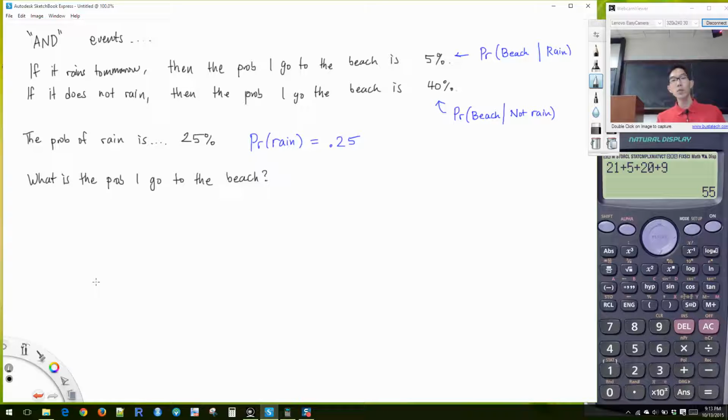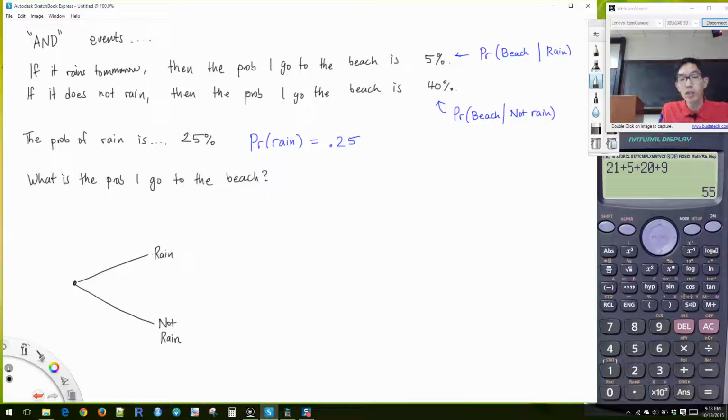I could go to the beach if it's not raining tomorrow. That's one way we end up going to the beach, and then if it does rain, I still might end up going to the beach. It's just less likely. So we're going to map this out using a little tree diagram. What's the chance that it rains tomorrow? Or the other possibility is that it doesn't rain.